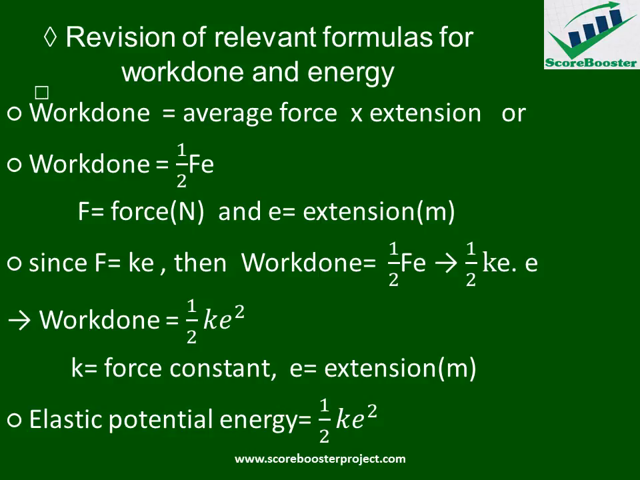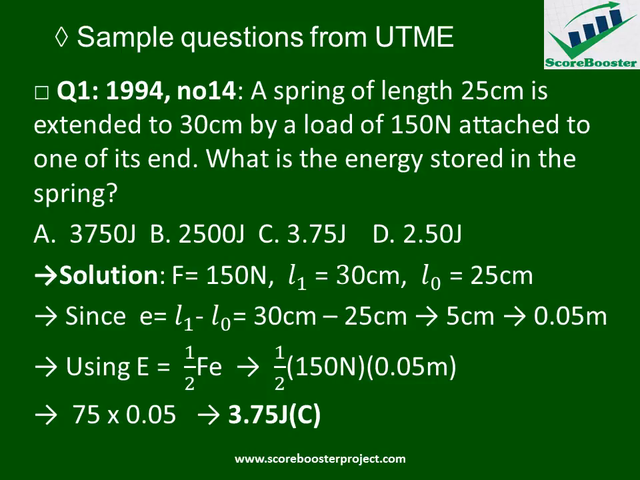So the summary is that for our work done and energy, we use either half Fe or half Ke squared to find it. Now, having understood the formula for the concept of work done and energy on a stressed wire, the next thing we shall be considering will be the sample questions from the UTME.